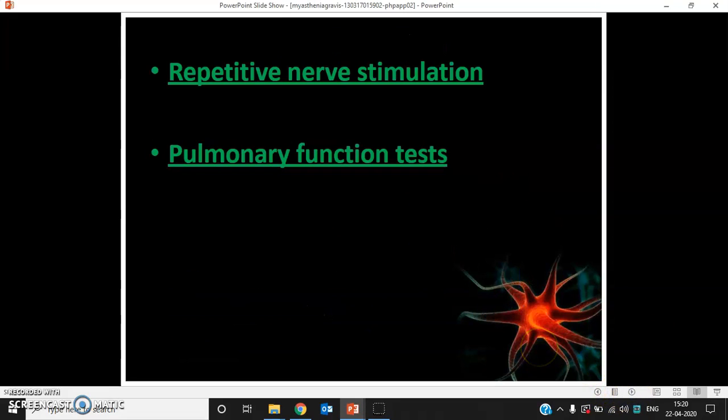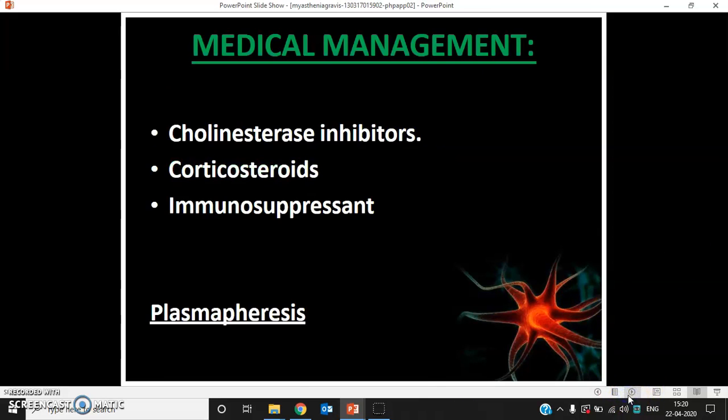Now, repetitive nerve stimulation. The physiotherapist, doctors or nurses have to repeatedly give nerve stimulation, due to which the nerve is stimulated and the function starts to improve. And we have to do the PFT, the pulmonary function test. And next one is medical management.